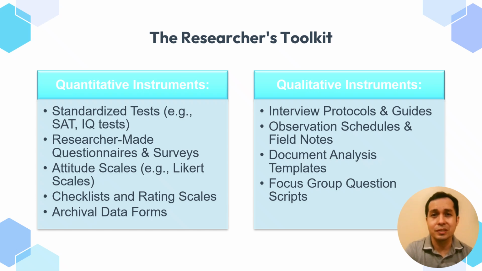The researcher's toolkit is diverse, and the tools are often categorized by their methodology. On the quantitative side, where we deal with numbers, we have tools like standardized tests, like SATs, researcher-made questionnaires, attitude scales like the Likert scale, and the checklist. On the qualitative side, where we deal with words and meaning, the tools are more often narrative. They include interview protocols that guide a conversation, observation schedules for taking field notes, and templates for document or content analysis.